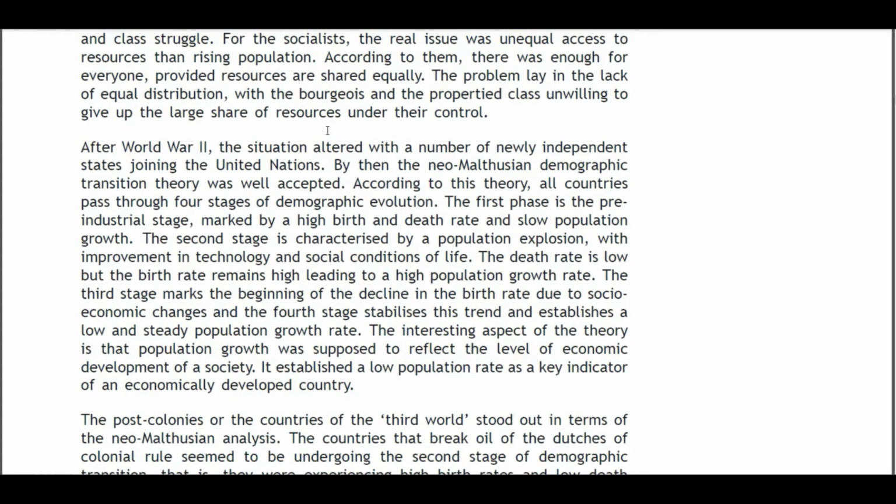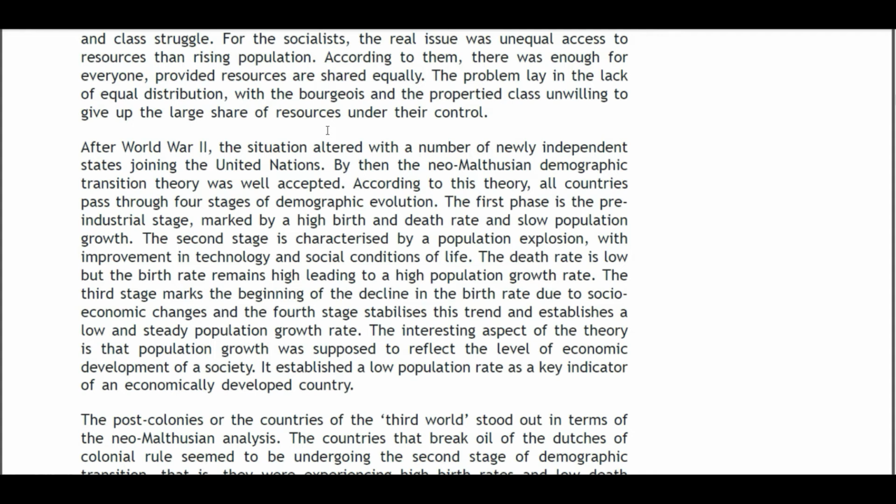After World War II, situations altered, with a number of newly independent states joining the United Nations. By then, the Neo-Malthusian demographic transition theory was well accepted. According to this theory, all countries pass through four stages of demographic revolution. The first phase is the pre-industrial stage, marked by high birth and death rates and slow population growth. The second stage is characterized by population explosion with an improvement in technology and social conditions of life. The death rate is now low, but the birth rate remains high, leading to a high population growth rate.